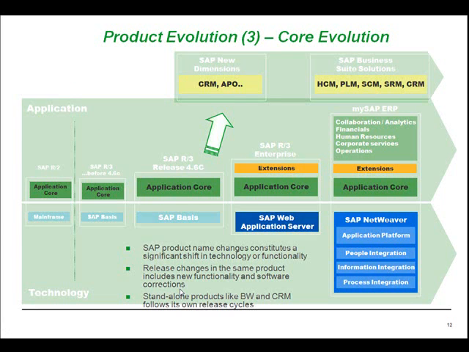A different way of looking at the SAP product evolution. The R3 product had its own releases. People talked about 4.0, 3.1H, 4.6B, 4.6C. These are releases within the R3 product, different versions of the software. Think of it like Microsoft XP, Microsoft Windows Vista, Microsoft Windows 7. So 4.6C and 4.6B are different versions of the R3 software. This is pretty much the application core.